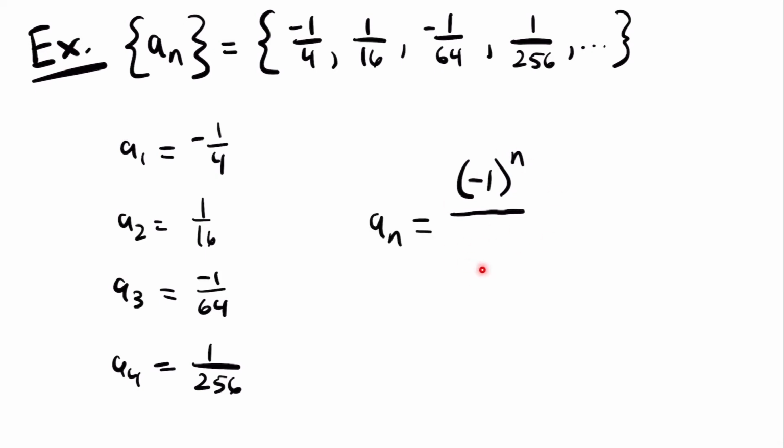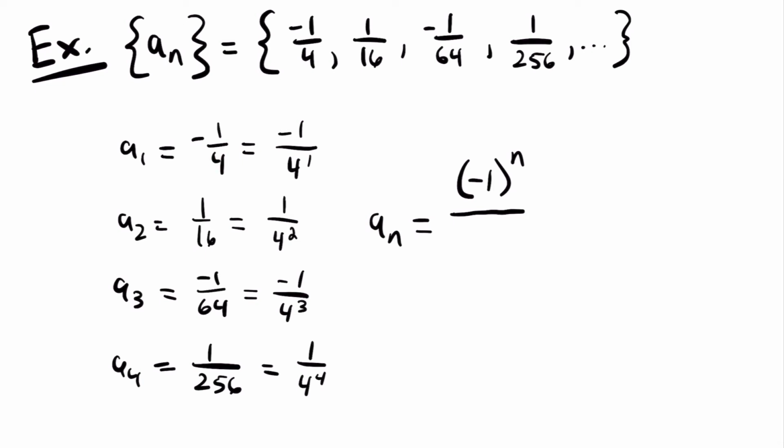But what about the denominator? Well, we have 4, then 16, then 64, and then 256. Now, if you're familiar with the powers of 4, maybe you can already see the pattern here. This is equal to negative 1 divided by 4 to the first power. This is equal to 1 divided by 4 squared. This is equal to negative 1 divided by 4 cubed. And this is equal to 1 divided by 4 to the fourth power.